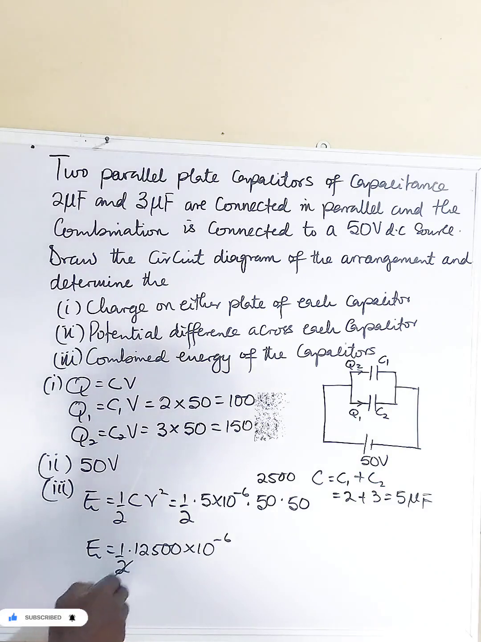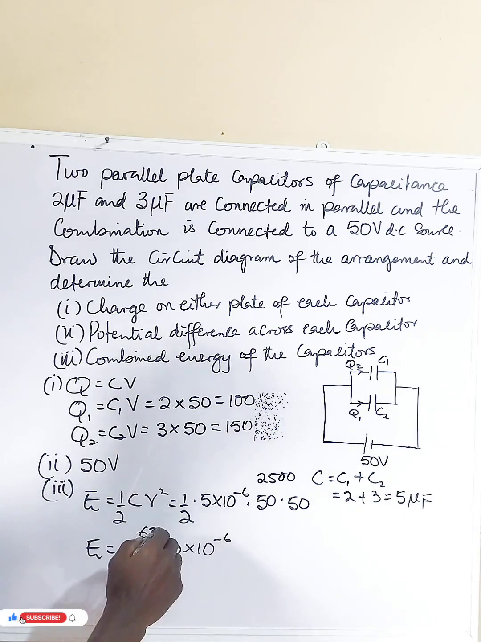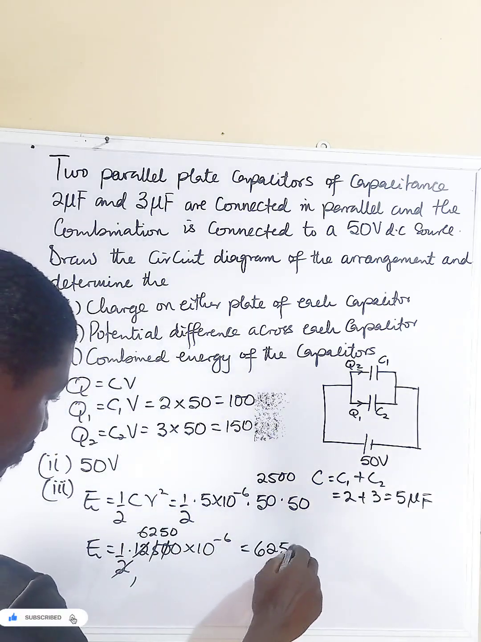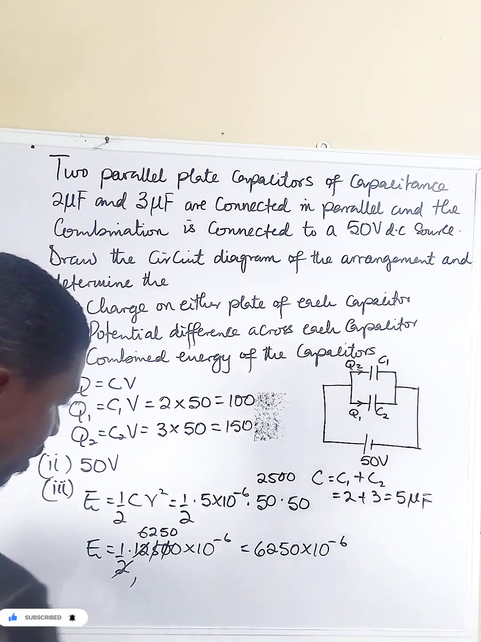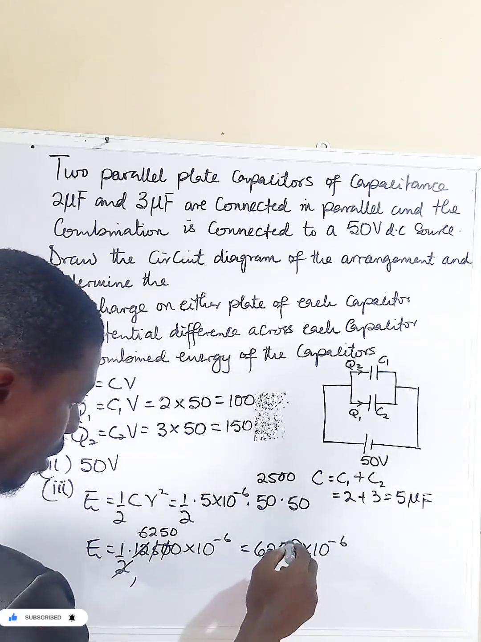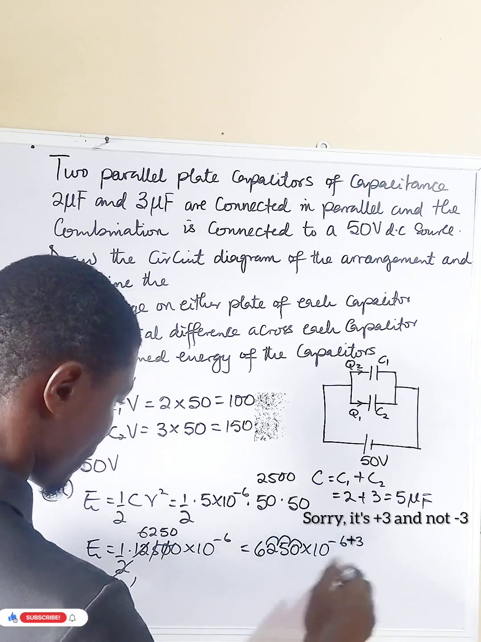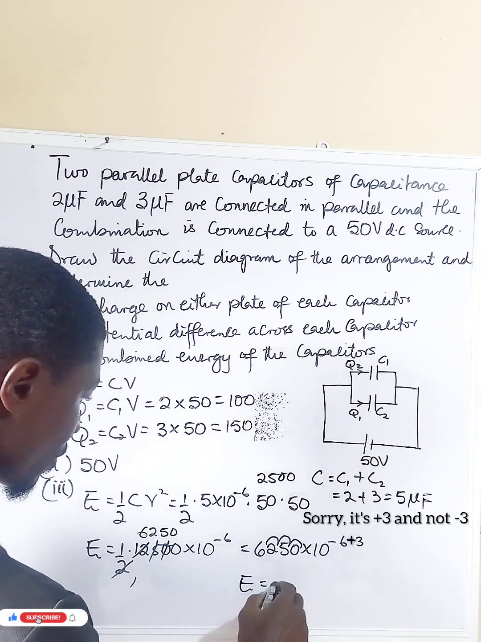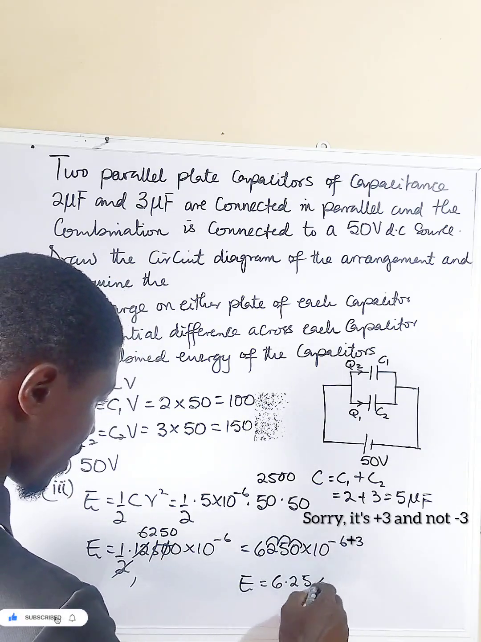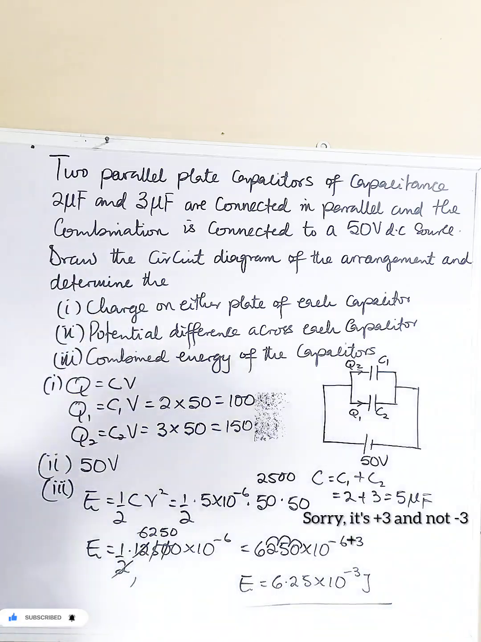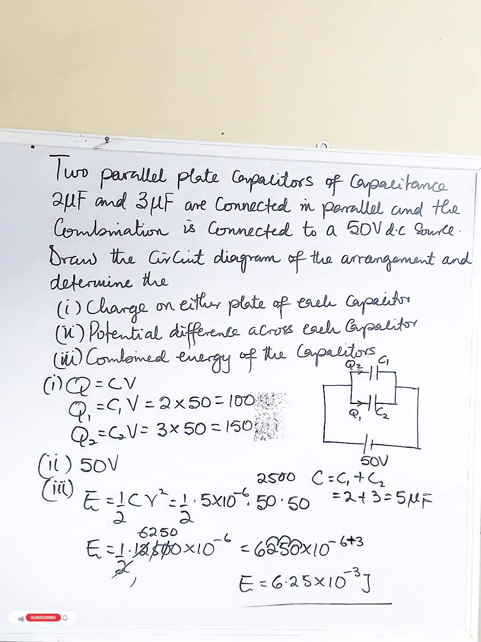Now half of 12500: 2 into 1 is 0, 2 into 12 is 6, 2 into 5 is 2, and 1 remainder gives 5, then 0. You end up having 6250 times 10 to the power minus 6. Now here you have 1, 2, and 3, so this is minus 3, and the energy is 6.25 times 10 to the power minus 3 joules. All right, and that's the answer. Thank you.